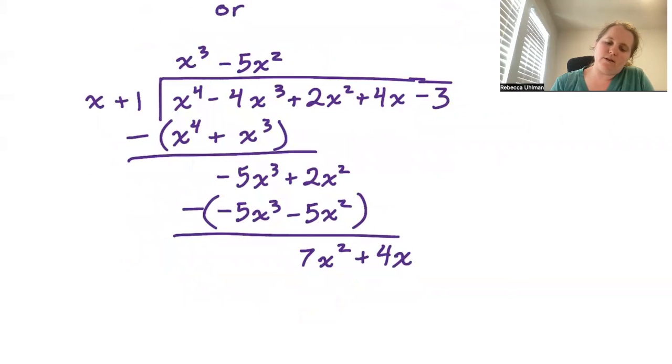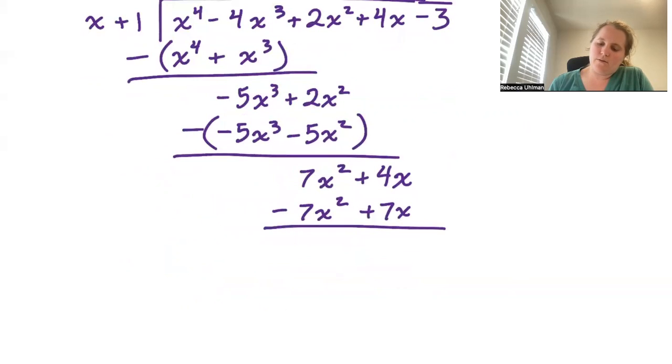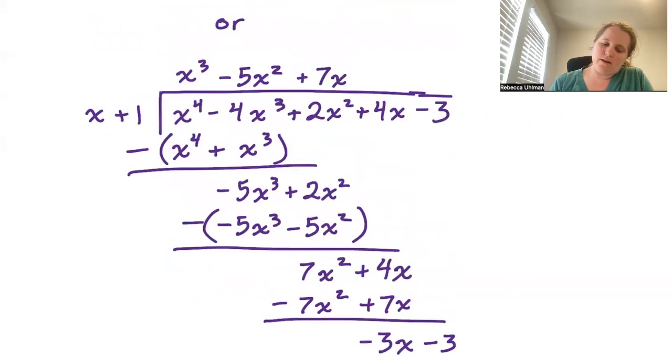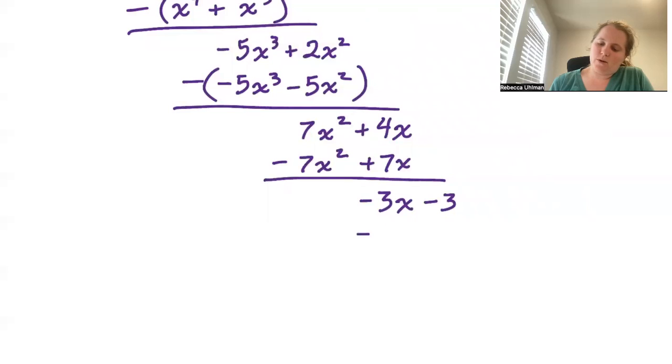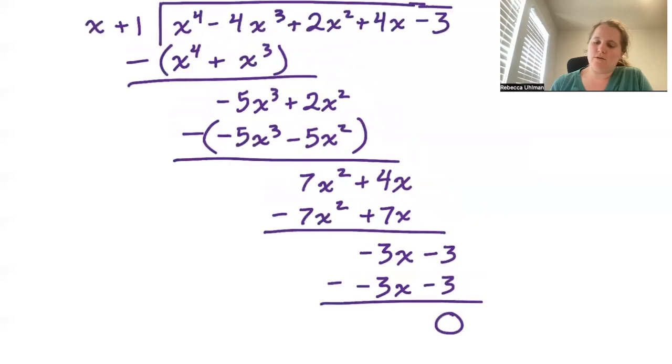X goes into 7x squared, 7x times. We have 7x squared plus 7x. We subtract. We wind up with negative 3x. Pull down the negative 3. X goes into negative 3x minus 3 times. Multiply, we have negative 3x minus 3. We subtract, we do get remainder 0.